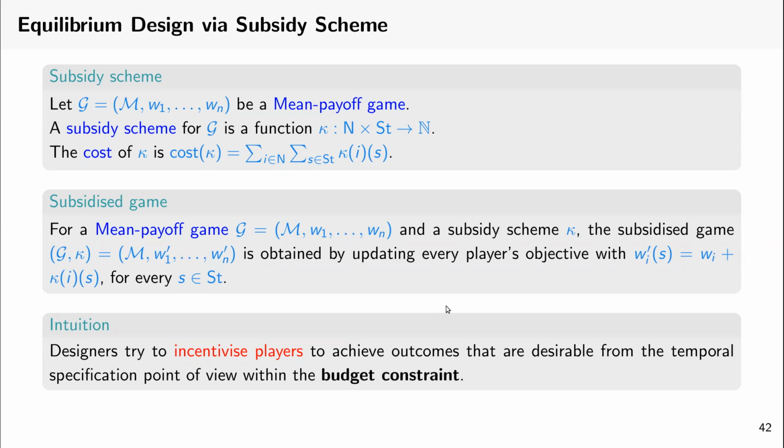So the intuition is the designer wants to incentivize players by giving some money, such that the outcomes have desirable temporal specification. And we do this within some budget constraints. The designer has a budget constraint, so the budget is not unlimited, because otherwise it would be trivial.